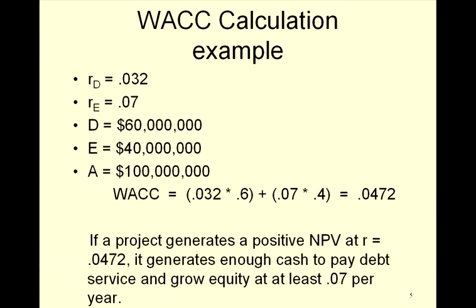If a project generates a positive NPV with a discount rate of 4.72%, that project generates enough cash to pay its debt service at 3.2% and to grow equity at least 7% per year, and in fact generates an additional amount that's equal to the value of the net present value calculated.